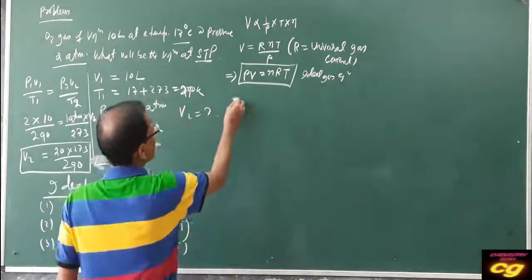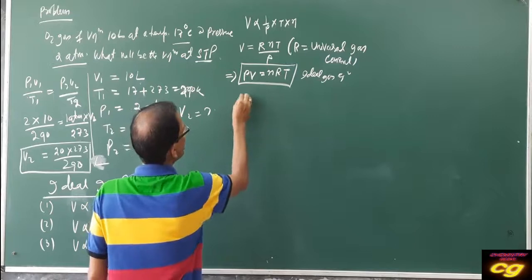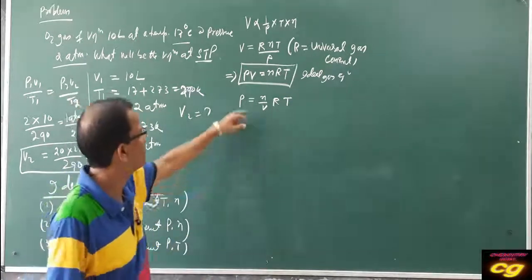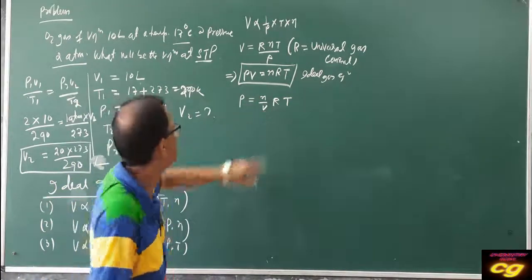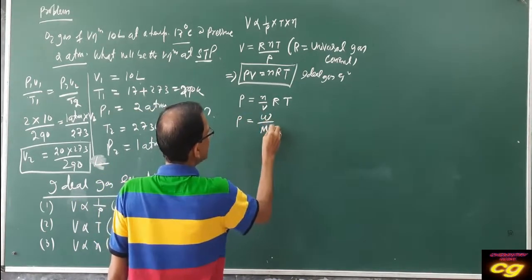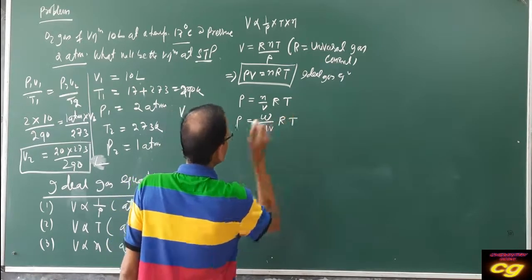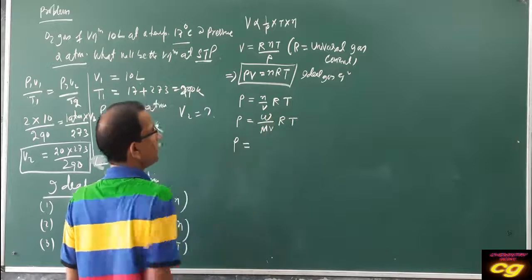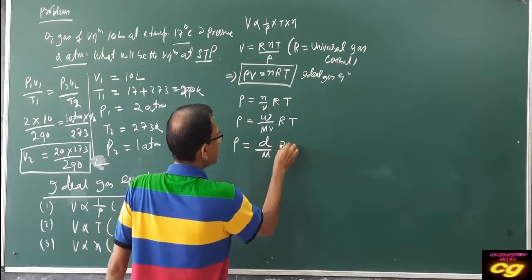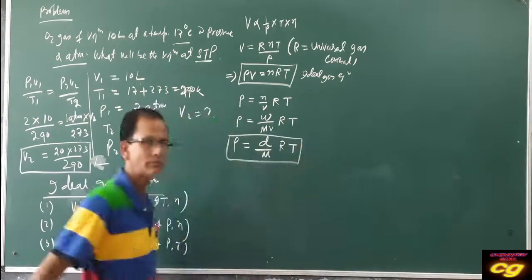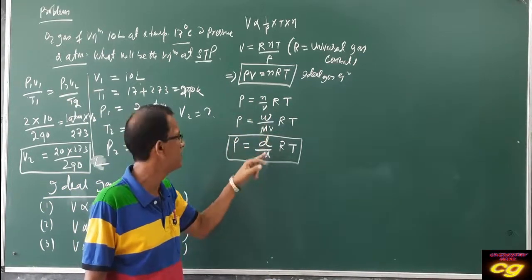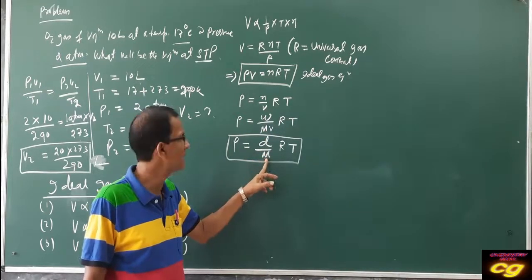If you rearrange this formula, which is an important formula, P is equal to n by V into RT. Here n by V means number of moles per volume of the gas. If you put n as W by M, then P is equal to W by M into V into R into T. Then W by V is mass by volume, that is density, so P is equal to dRT by M. This is another relation. Here M is the molar mass, because the number of moles is mass by molar mass.